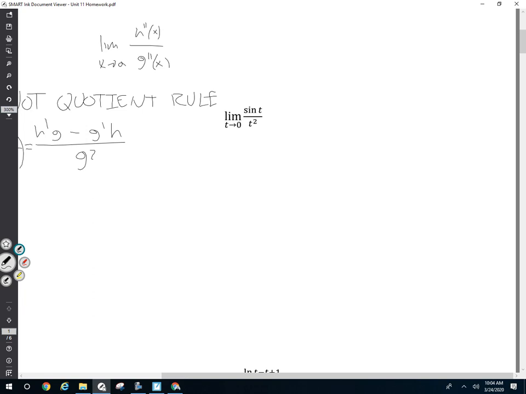This will be another situation where you have to take the derivative twice. If I plug in 0, 0 over 0, I'm going to use L'Hopital's rule. Take the derivative of sine, I get cosine. Take the derivative of t squared, I get 2t. The limit as t approaches 0. Plug in 0, I get, oh, this is interesting.